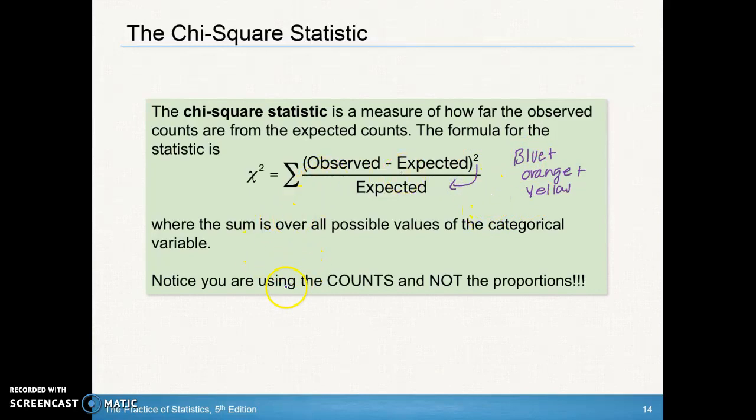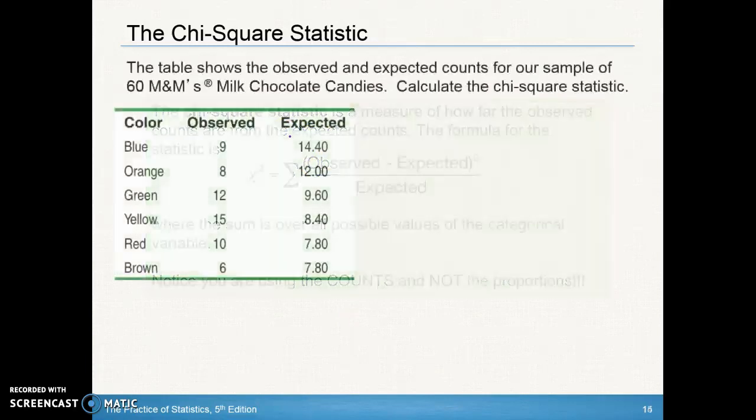Now please keep in mind, when you're doing this, you're using the counts, not the proportions. So when I say observed minus expected, it's the observed counts minus the expected counts, squared, divided by your expected counts. Like I said, you're going to get this all from your graphing calculator. You will have to show 2 steps for this. So 2 of these, you'll have to write out what they are. Then you'll just get the answer from your calculator. It's very easy to get.